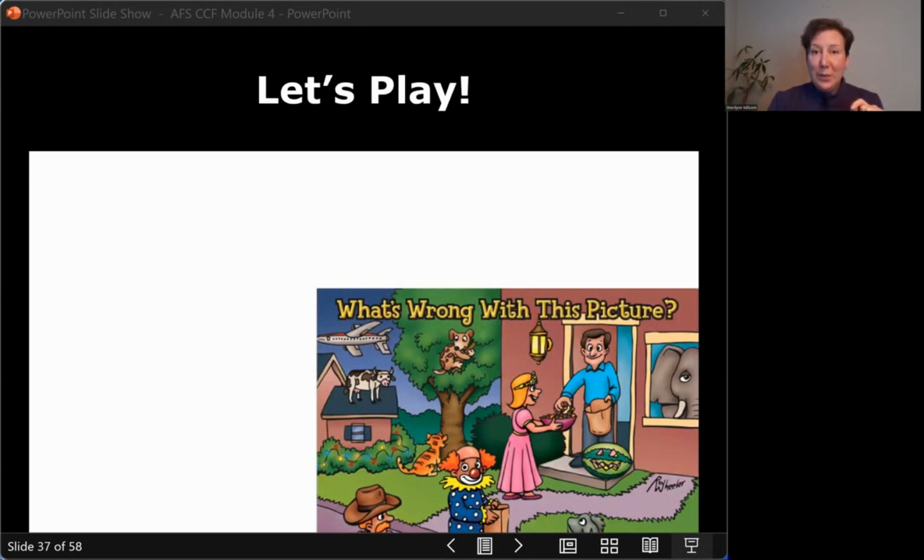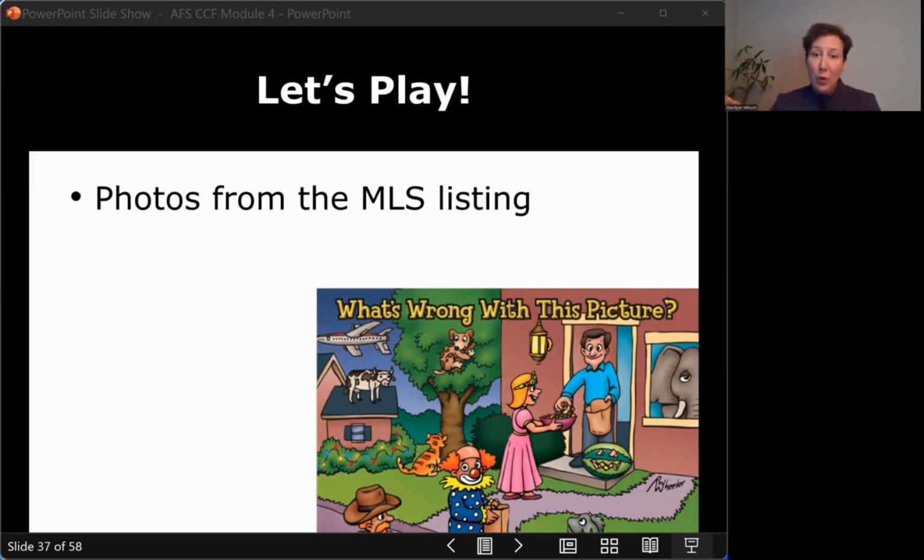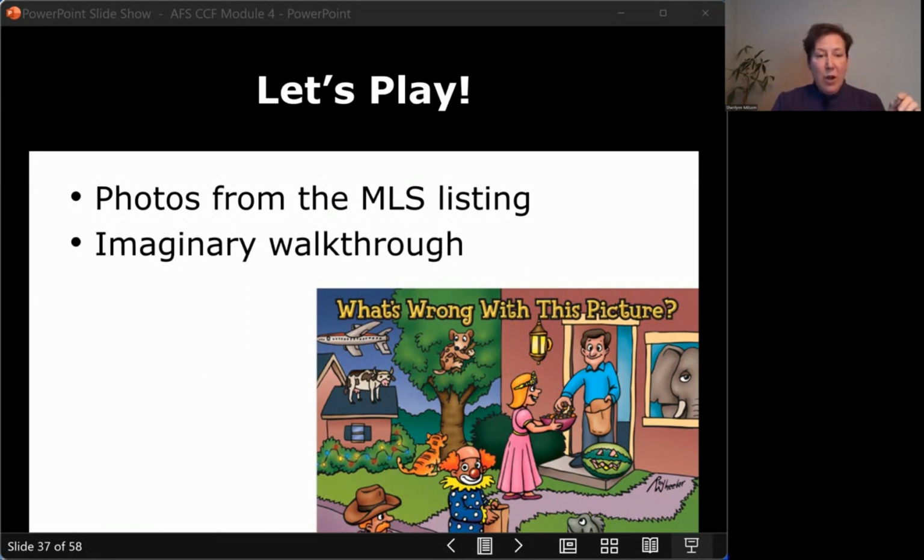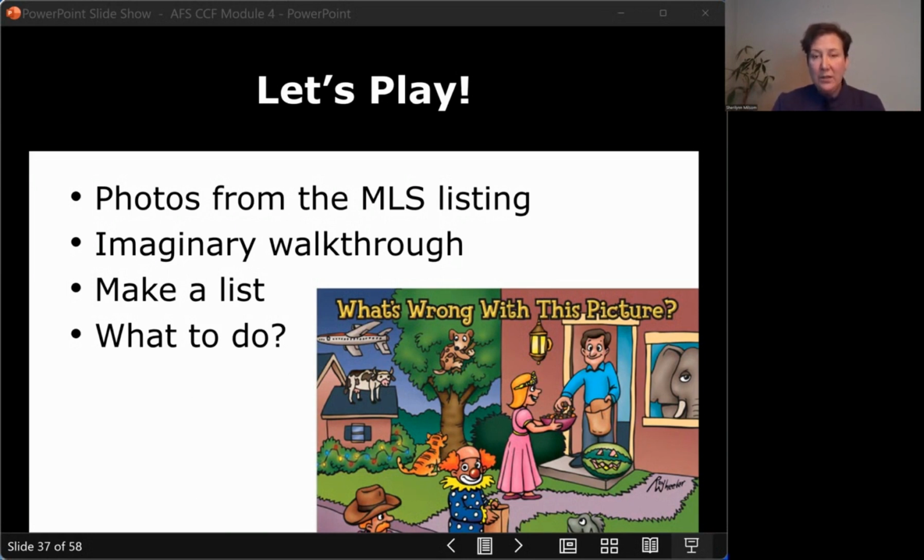So we're going to play a game. Now, we're going to go through the photos that were on the MLS listing, and we're going to pretend we're doing the walkthrough that is at the property when we're meeting to close the deal. So we're having our imaginary walkthrough, and I'd like you to make a quick list of the issues you see and consider what you're going to do with this property. How would you handle it?